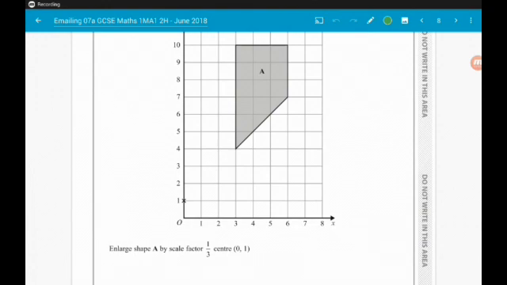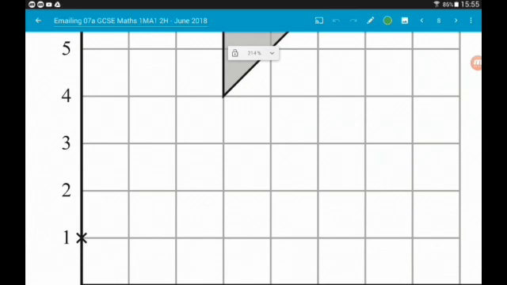And we have this shape on the grid, which is a trapezium, and our mission is to enlarge it with a scale factor of 1/3, so it's actually going to get smaller, center 0, 1. So, what this means is, we are enlarging this shape with reference to this point. Now, if the scale factor is 1/3, what that means is each of the corners of the shape are going to be 1/3 of the distance away from the centre of enlargement, and each side of the new shape is going to be 1/3 the length of the original.